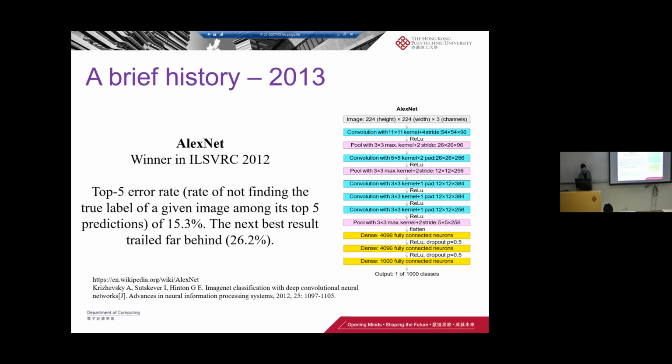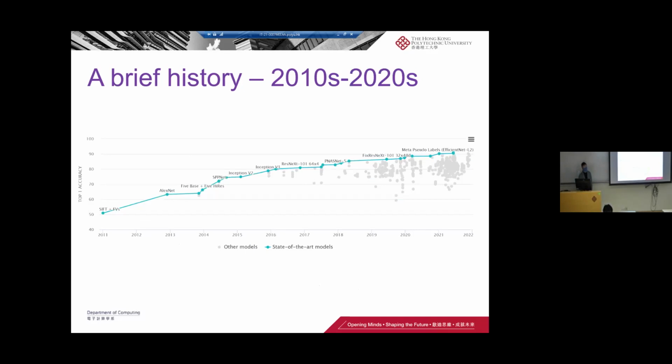So a lot of people think this is the starting point of deep learning methods in computer vision. So it's a game changer. You can see from here, before that, people were using the traditional way to conduct experiments. However, when AlexNet came, the performance increased a lot.